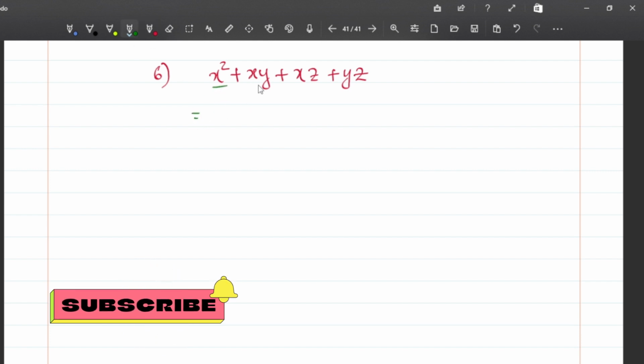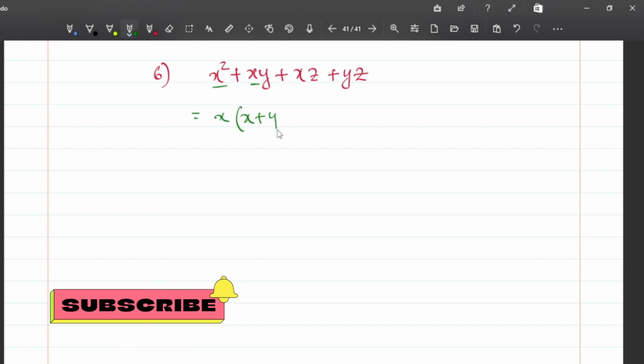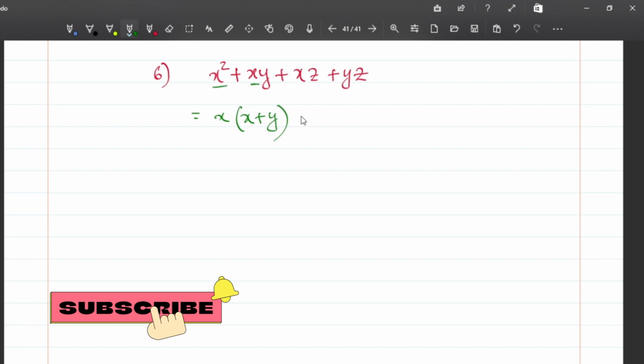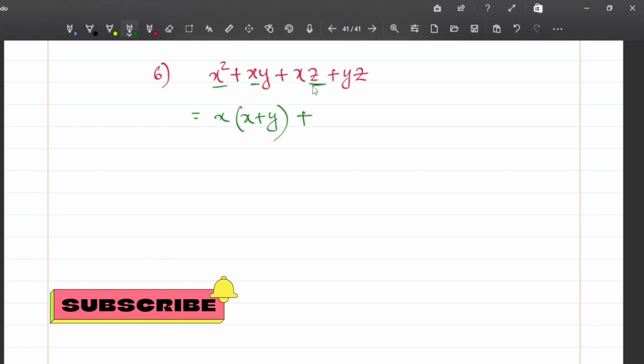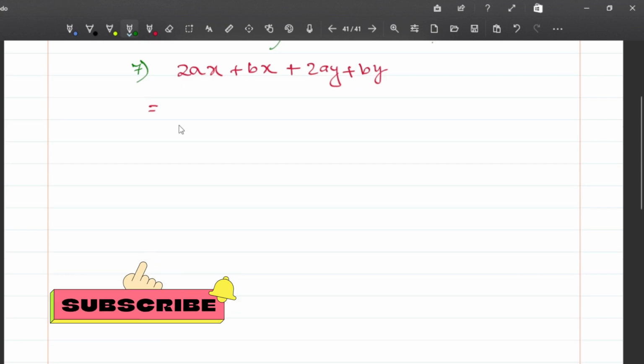So here we get common x from the first and second term. So we get x plus y. And from the third and fourth, z is the common. So we get x plus y again. So we can take common x plus y. This is your answer.